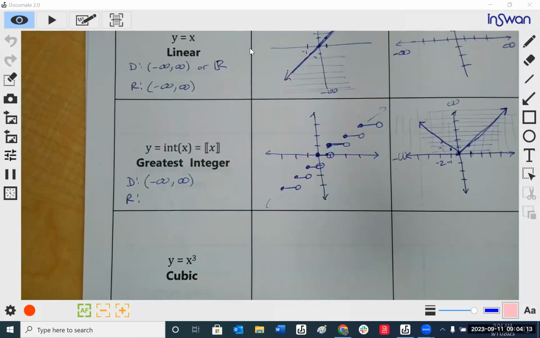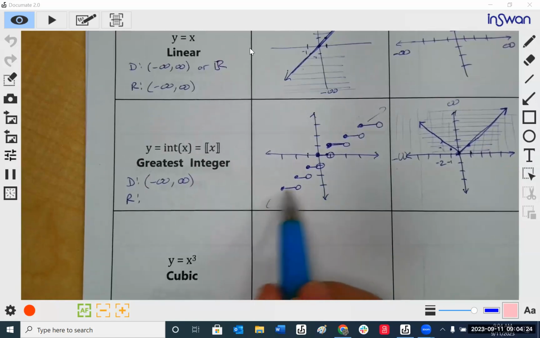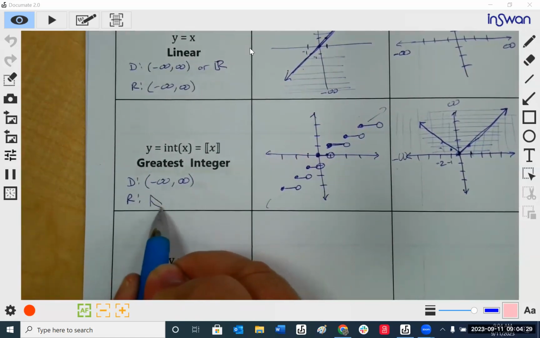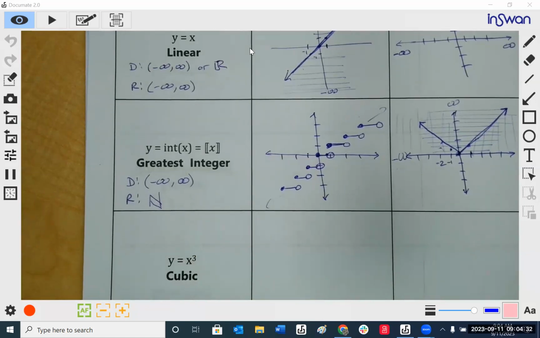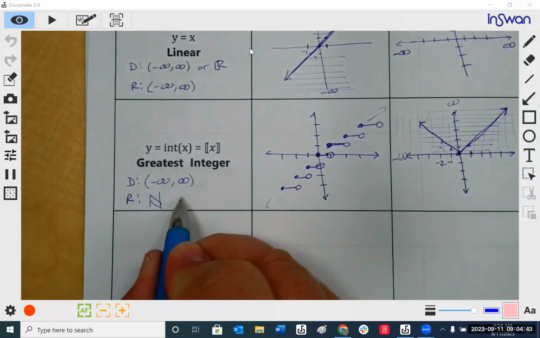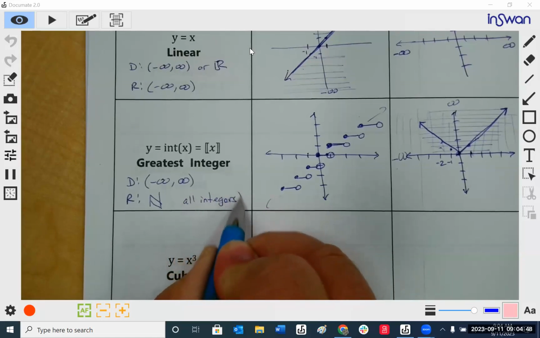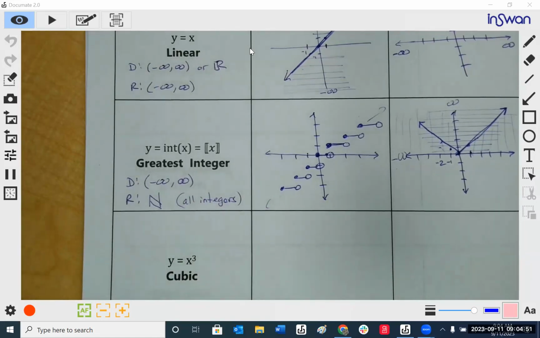Now we get a little bit different. What's the range going to be? What are the y values? It's only the integers. There's no decimals. So for there, we write the letter n, like that. Next class, I'll give you the full list of them for integers, real, quotient. I won't have time. I won't go there just yet. So what this means is all integers. That's what it means.